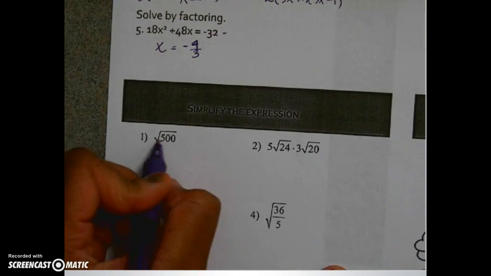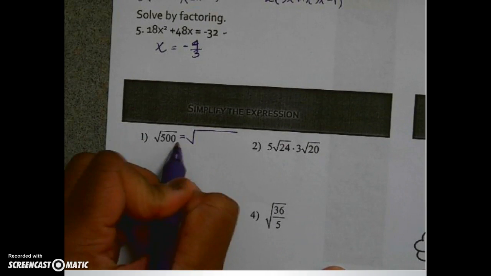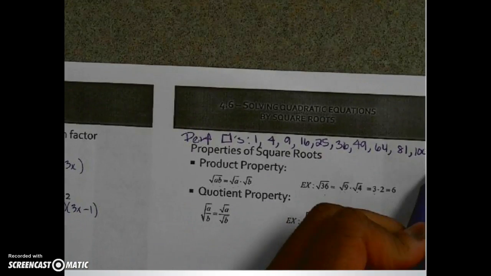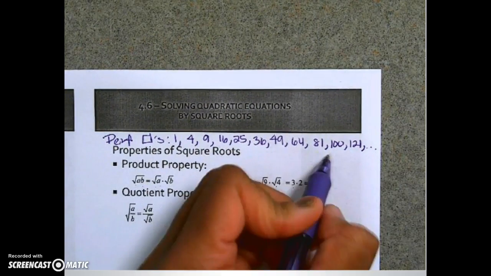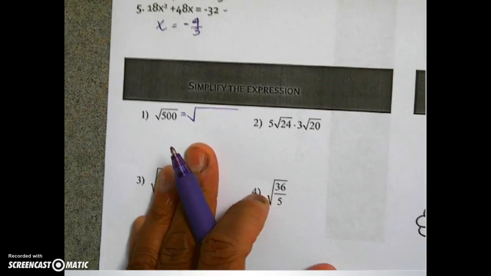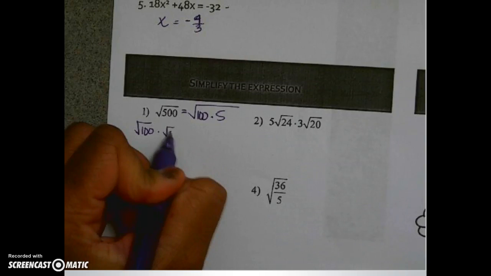So I'm looking at the number 500, and I want to rewrite this as the product of two perfect squares. So you're going to look at your list that you had generated. What's the biggest number that goes into 500? So 121 is the biggest number that I had on there. Doesn't go in there. 100 looks pretty good to me. 100 goes into 500 evenly 5 times. So then I could write this as the square root of 100 times the square root of 5.